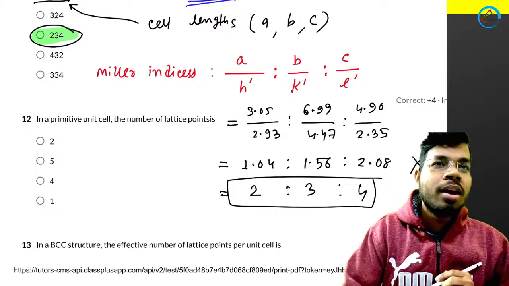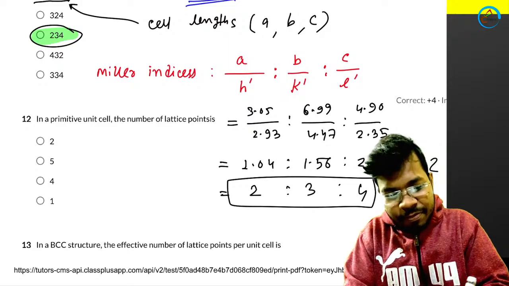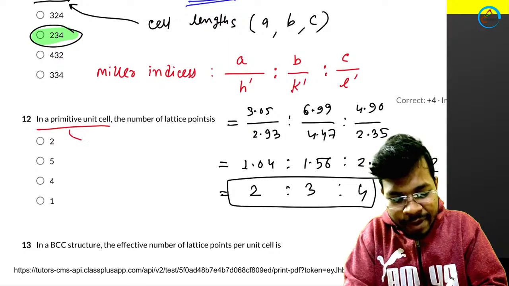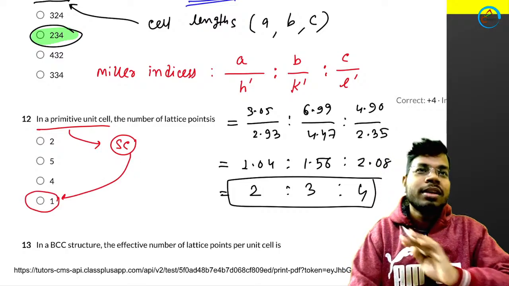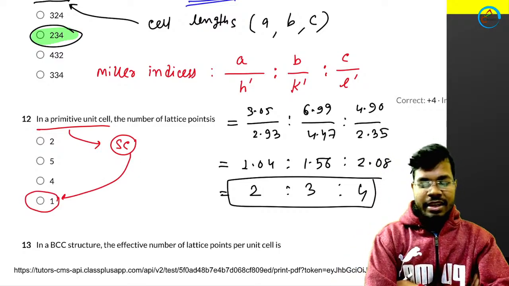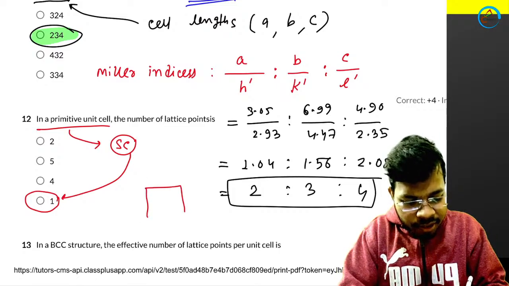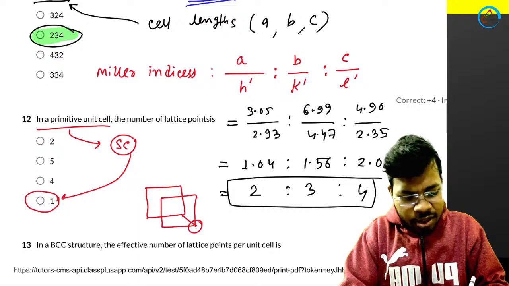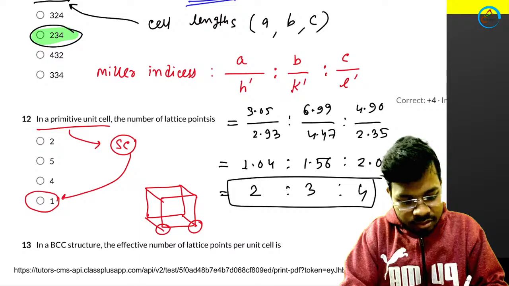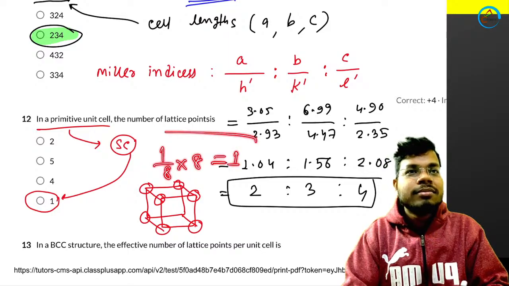Four. Prayojit says 1. Okay, so primitive is nothing but simple cubic. Prayojit is right, all other students are not. Primitive is basically simple cubic. Only at the corner you will be having lattice points. So at the corner means 1/8 multiplied by 8, that gives you 1.